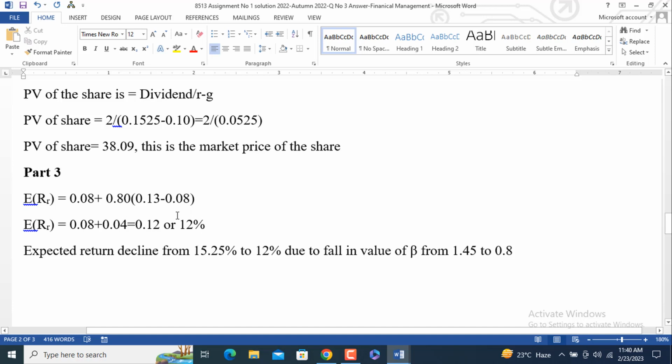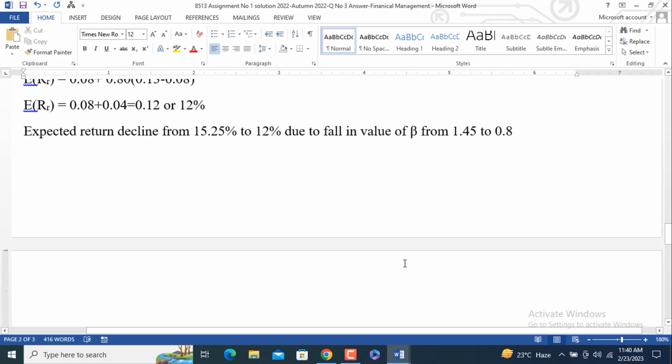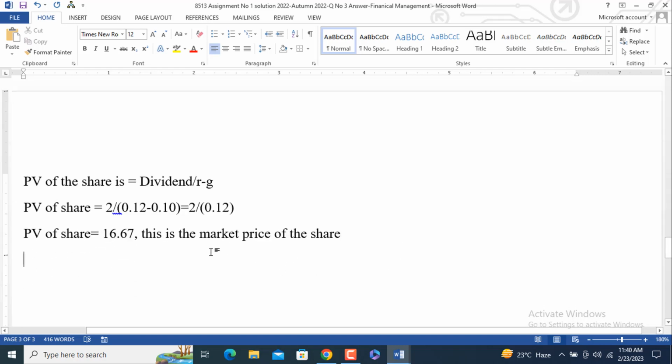So our expected return has fallen from 15.25% to 12%. So expected return declined from 15.25% to 12% due to the fall in the value of beta from 1.45 to 0.8. Now we are going to measure the market price of the share. So we use the same formula as we have discussed or used in part 2.